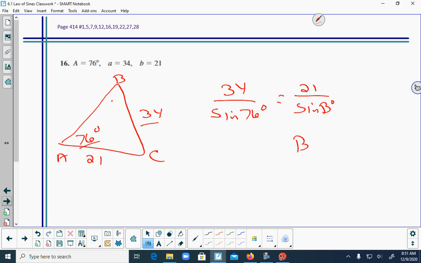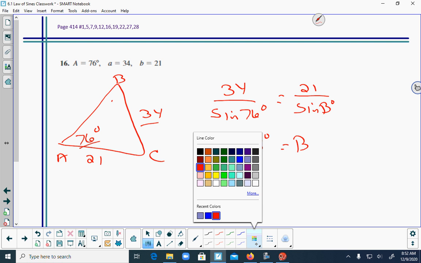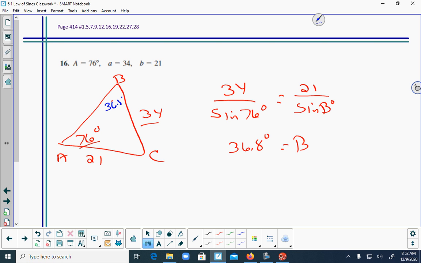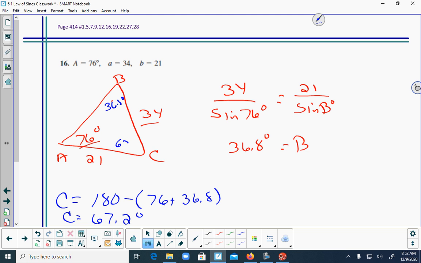When I put that in my calculator, I get 36.8 degrees. Now I'm going to find angle C by taking 180, subtracting 76 plus 36.8. And when I do that, angle C ends up equaling 67.2 degrees.